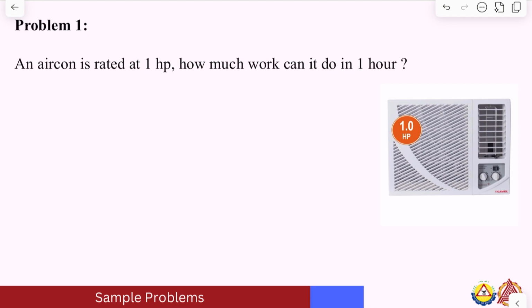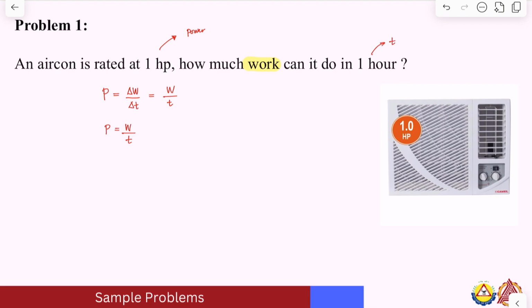Problem 1 is we have an aircon that is rated at 1 HP. How much work can it do in an hour? So power is simply either the change in work over delta T, or simply work over time. I'm going to use the work over time definition here. The problem is asking for the work, and the 1 HP, I'm hoping you can recall from what I just talked about, is actually a unit of power, but it is not an SI unit. And 1 hour is, of course, a unit of time.